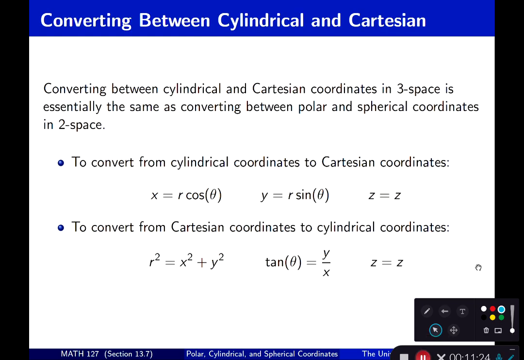The conversion between cylindrical and Cartesian is very similar to the conversion between polar and Cartesian. If you're converting from cylindrical coordinates to Cartesian coordinates, x again is r cosine theta, y is r sine theta, and z is z. If you're converting from Cartesian to cylindrical, r squared is x squared plus y squared, tangent theta is y over x, and z is equal to z again.